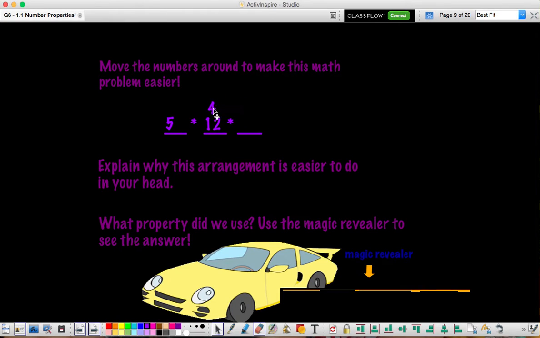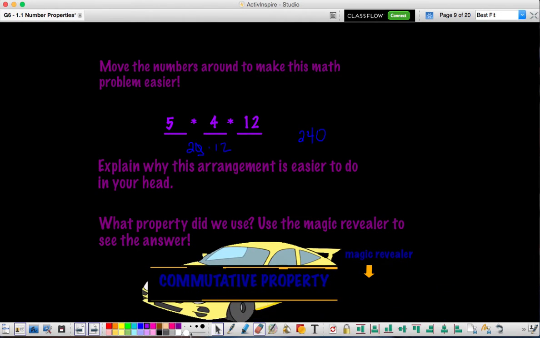Since I know that 5 times 4 is 20, I can do that first. So now I get 20 times 12. Again, I ignore the 0 and I do 12 times 2, which I know is 24. And I add that 0 to the end and I get 240. That made it so much simpler to do in my head. Okay, so look for those numbers that are going to get you to 10, 20, 30, 40, and so on and so forth. All right, and then again, what allows us to do that is the commutative property.